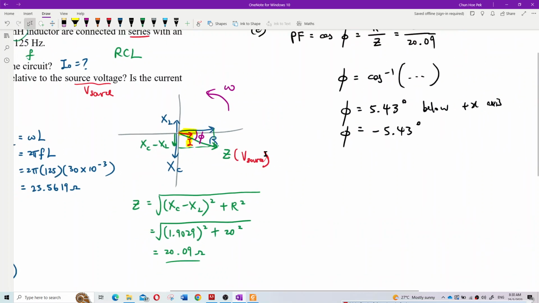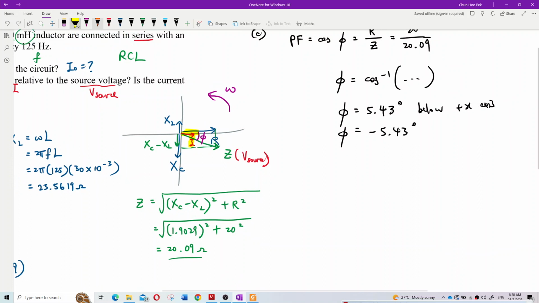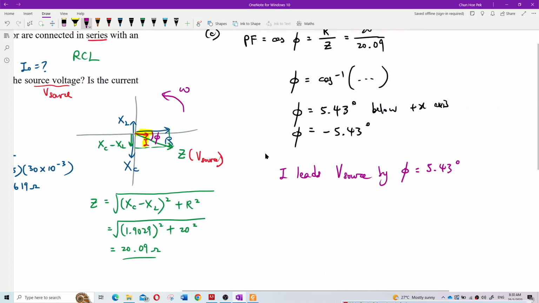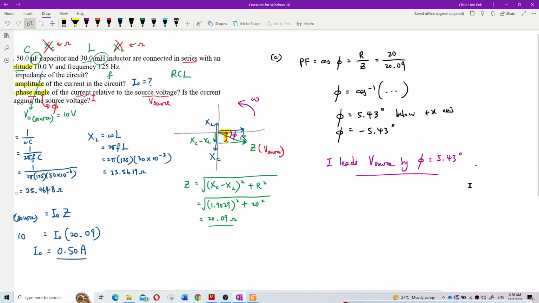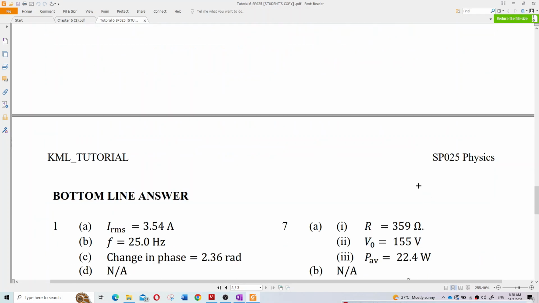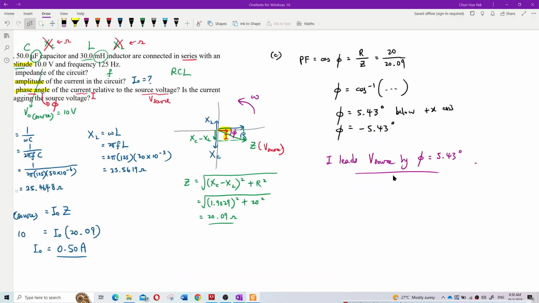So I can say the current leads V source by phi equal to 5.43 degree. Okay, so that's the answer. Let's check the answer. Is it correct? Let's check the answer for question 9.